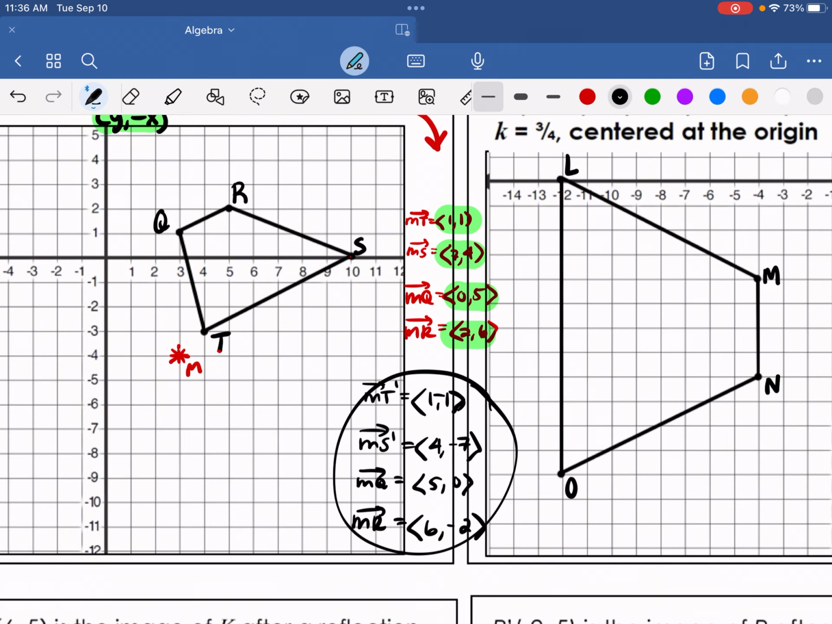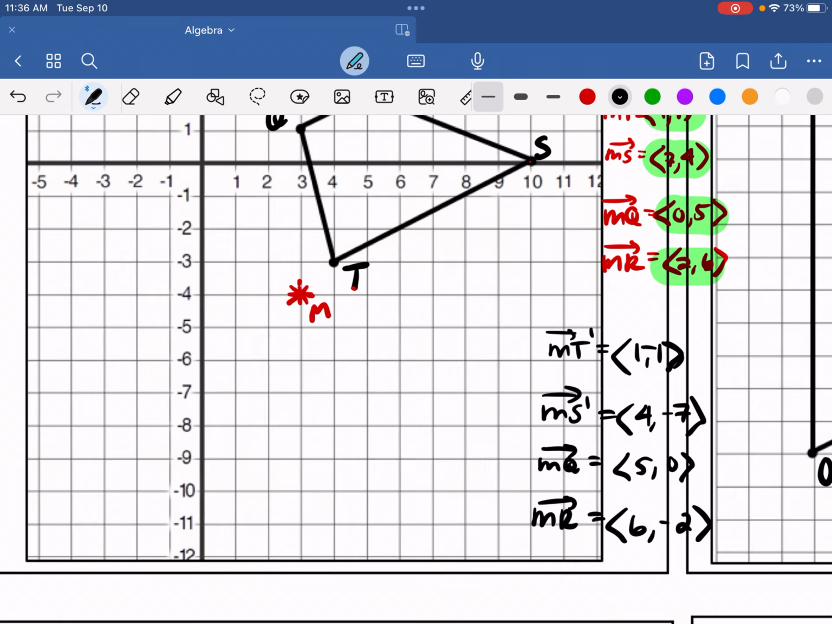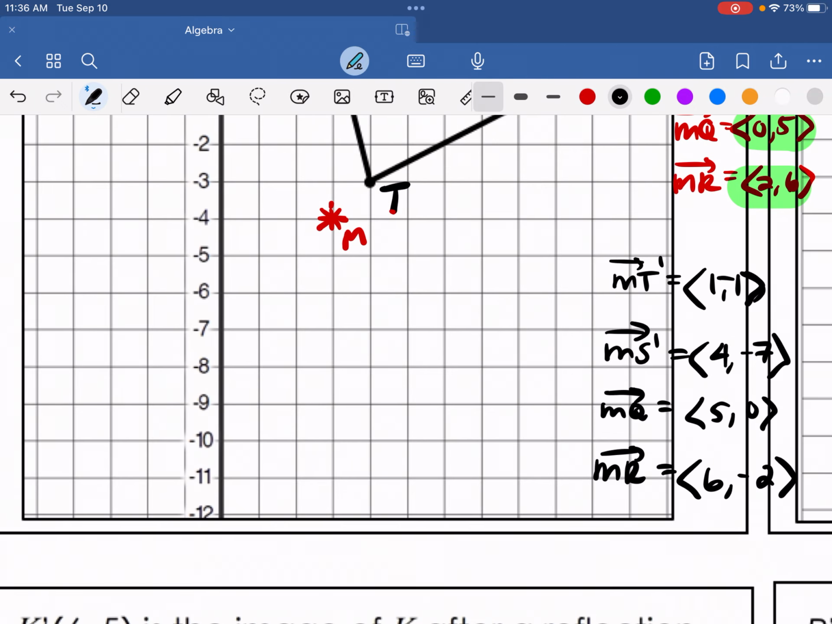So from M, go right 1 and down 1. That's where T prime is. For S, I'm going to go right 4: 1, 2, 3, 4, and down 7: 1, 2, 3, 4, 5, 6, 7. And that's S prime. For Q, 5 to the right: 1, 2, 3, 4, 5. Q prime. And then for R, 6 to the right and down 2.